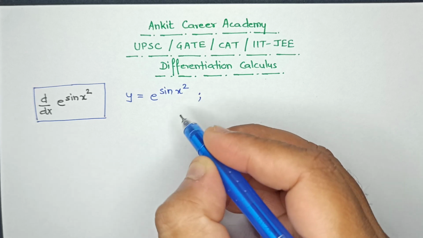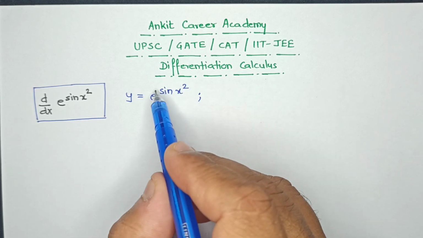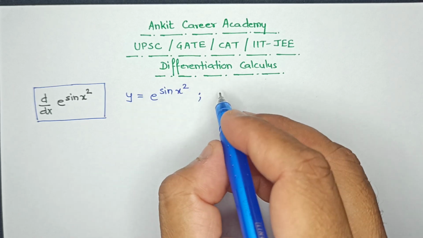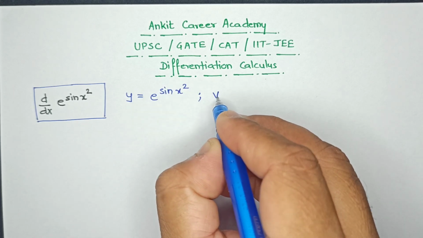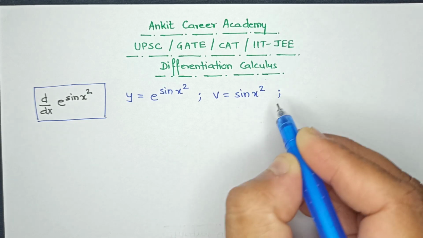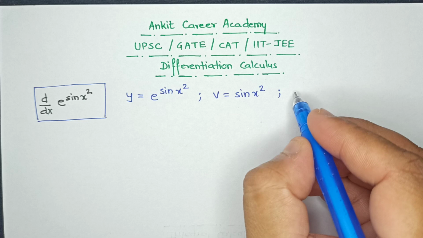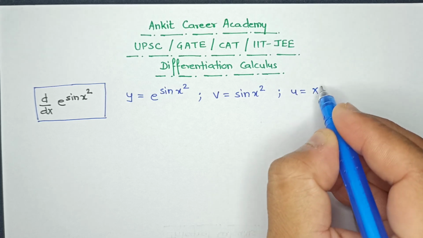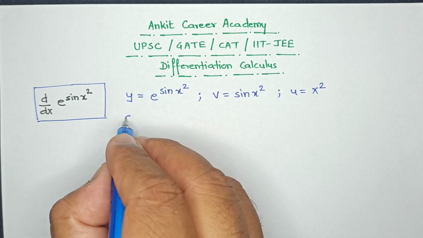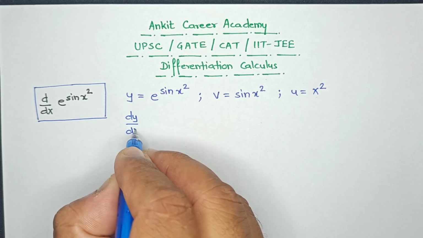square. Now after that, the rule says that internally whatever function that we have is again assigned a value. So in this case we'll assign v as sine of x square, and the last function at hand is x square, so we'll assign this as u, that is x square. Eventually what we are looking at is to calculate the value of dy by dx.